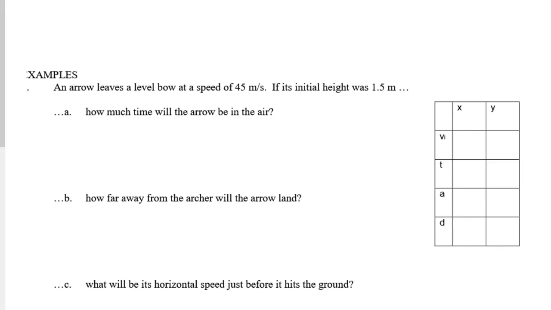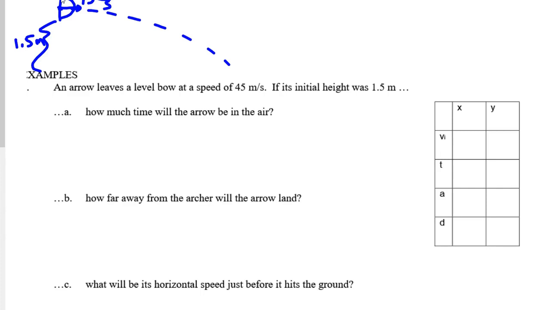So we can kind of draw a little picture here. Here's my bow, there's my arrow, and we have a height of 1.5 meters. And I have an initial horizontal velocity of 45 meters per second. So we just proved that it's going to take some parabolic path down to the ground, all right?